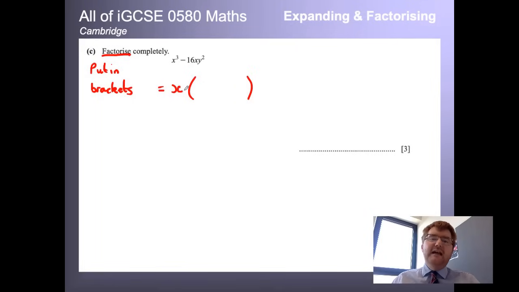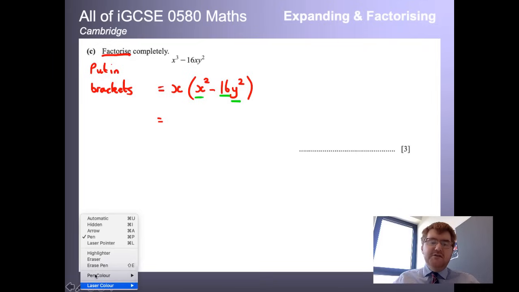So what do you multiply x by to get x cubed? That's going to be x squared. And what do I multiply x by to get minus 16xy squared? Well, everything not x, so minus 16y squared. And now at this point, something should go off in your mind, alarm bells. Notice this is a square number. This is also a square number, and this is a square number as well.